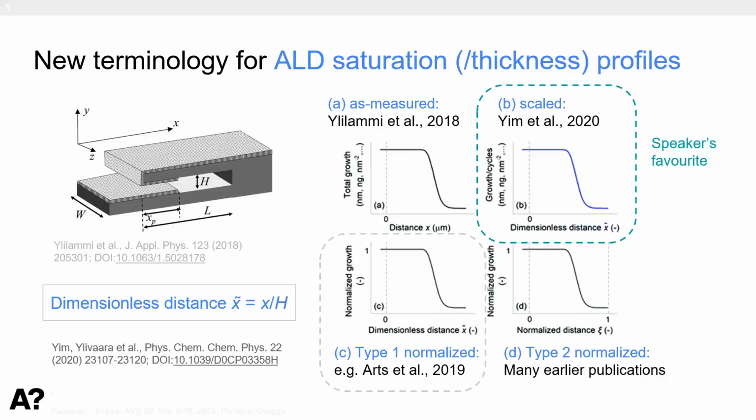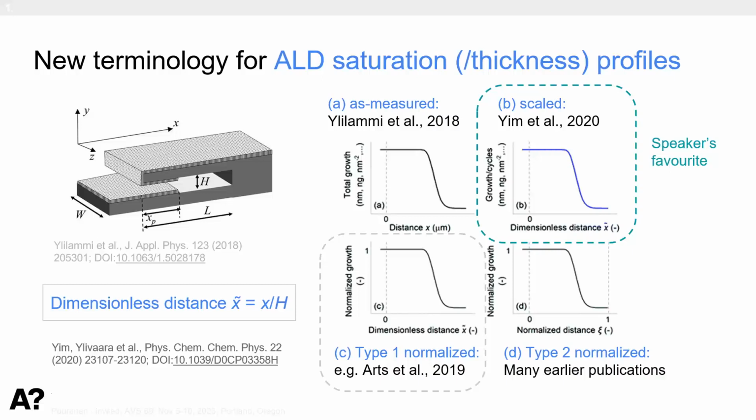And what we can then do to that to make things more comparable is, and this is my favorite way of presenting things because it contains the maximum amount of information, the scaled thickness profile, meaning that the total growth, so the thickness, for example, you divide by the number of cycles. And then the distance into the structure you divide by the channel height, so you get that dimensionless distance. This is how I'd prefer to present the saturation profile.